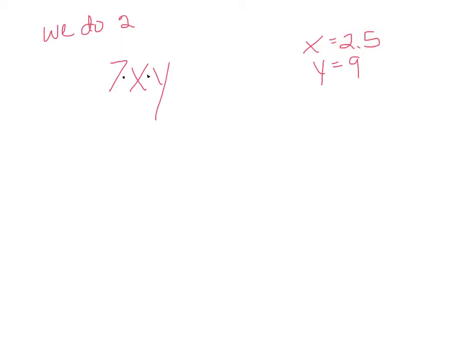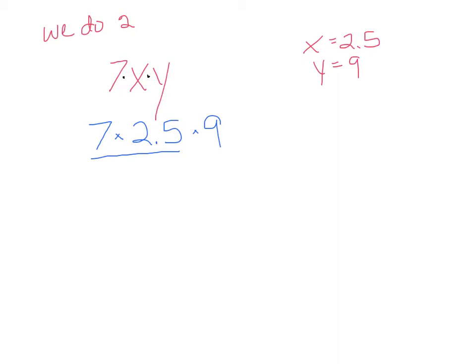Oh, we're going to have to remember our decimal calculations. And by the way, y equals 9. Okay, so we just plug in and play. So we've got 7 times x, which is 2.5, times y, which is 9. There are no parentheses. There are no exponents. We're on multiply, divide, whichever comes first as you go across. That's the first multiplication that needs to happen.